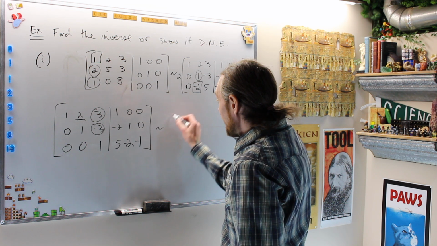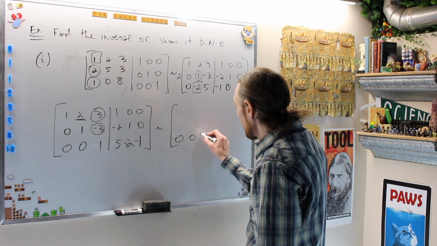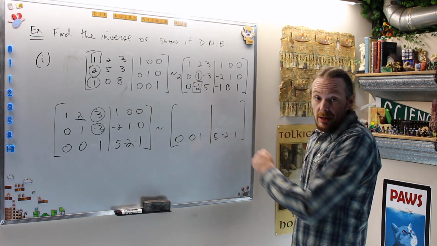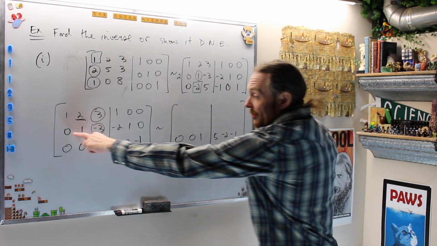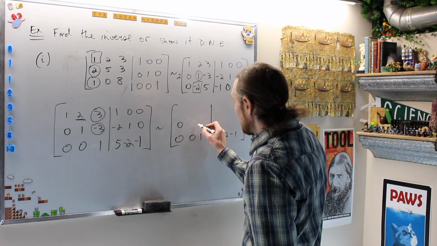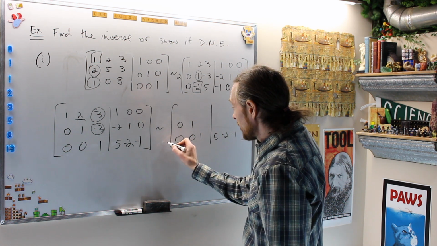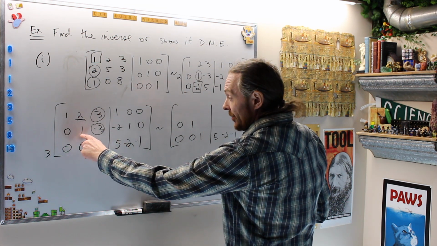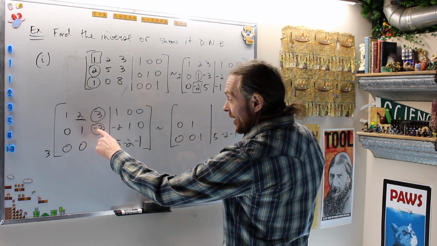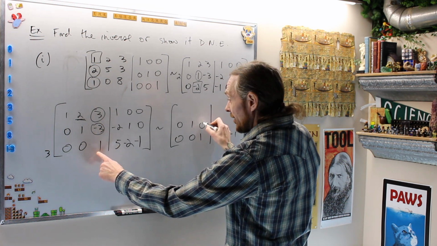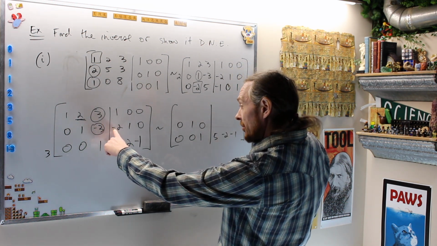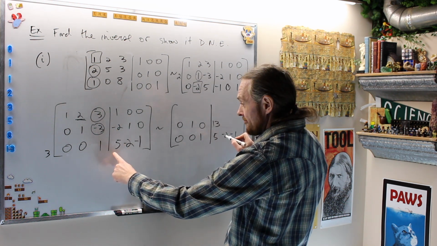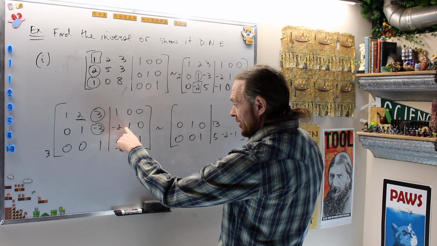So what does that give me? 0, 0, 1, 5, negative 2, negative 1. Now that row is not going to change. I'm going to manipulate this 0, 1, and then what are we doing? We're multiplying by positive 3 the first time. So now what I'm doing is 1 minus 1, 0 is 1. Negative 3 plus 3 is 0. Negative 2 plus 15 is 13.